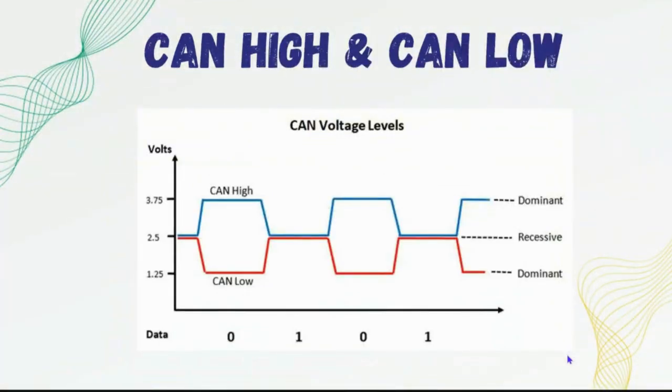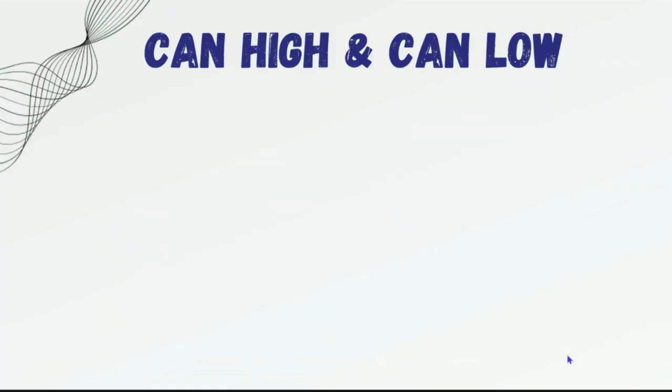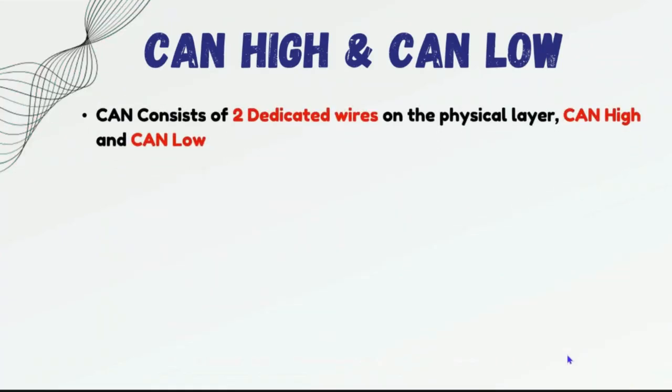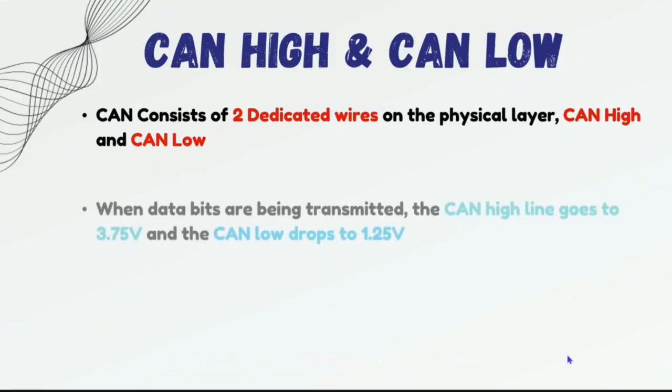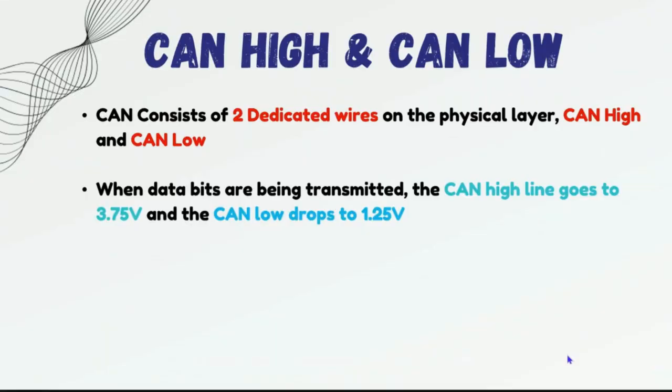So here we have CAN high and CAN low, where the data will be transferred based on the dominant and the recessive mechanism. CAN consists of two dedicated wires on the physical layer, CAN high and CAN low, where the data will be transmitted. The CAN high goes to 3.75 and CAN low drops to 1.25.